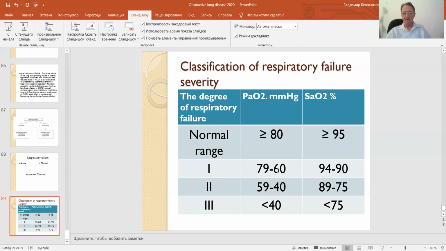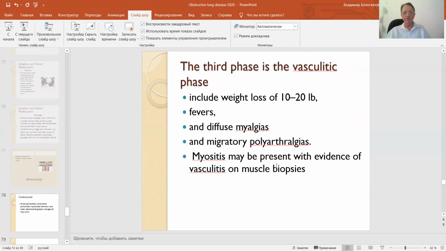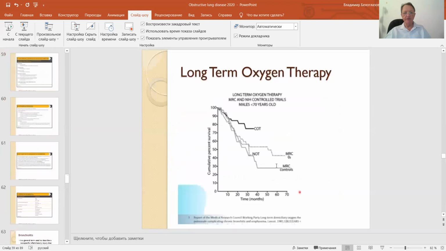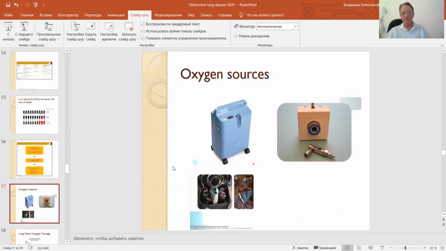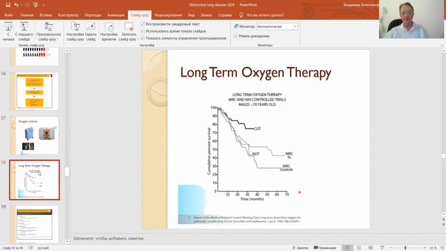Long-term oxygen therapy, for example, using an oxygen concentrator, is very useful for treating this category of patients with COPD. An oxygen concentrator provides a volume of oxygen of approximately 5 liters per minute, and patients use such devices during physical exertion. You can see, for example, a reduction in the ratio of deaths if the patient used long-term oxygen therapy, compared with patients who did not use it.